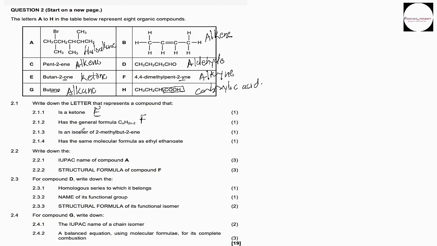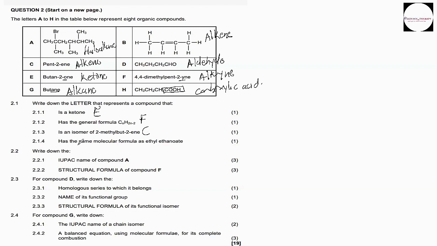And then 2.1.3 is an isomer of 2-methylbut-2-ene. They did not specify what type of isomer, but let's check. 2-methylbut-2-ene has to have 5 carbon atoms: the 4 carbons in the longest chain plus the carbon in the methyl branch. So that's 5. Looking at C, this is pent-2-ene, which has 5 carbons as well. So it has to be C.